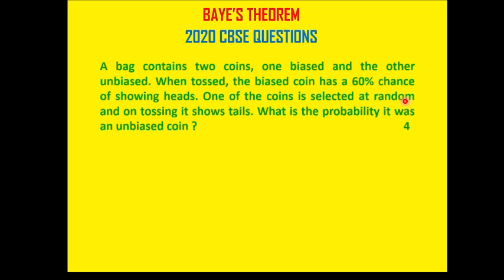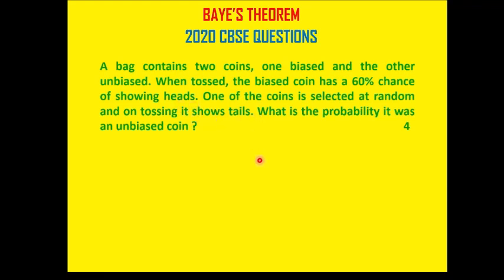The next question of 2022: a bag contains two coins, one is biased and the other unbiased, and when tossed the biased coin has a chance of 60% of showing head. Biased means one that is a little defective. So in this case the biased coin is such that there is a 60% chance of showing head, so showing tail will be 40%.